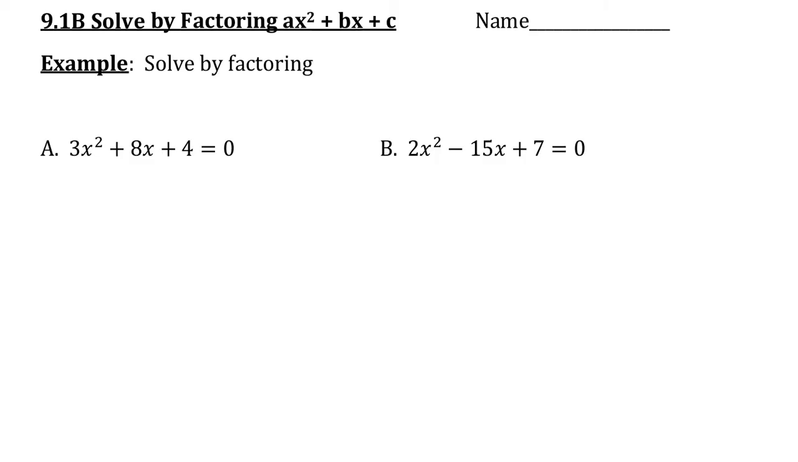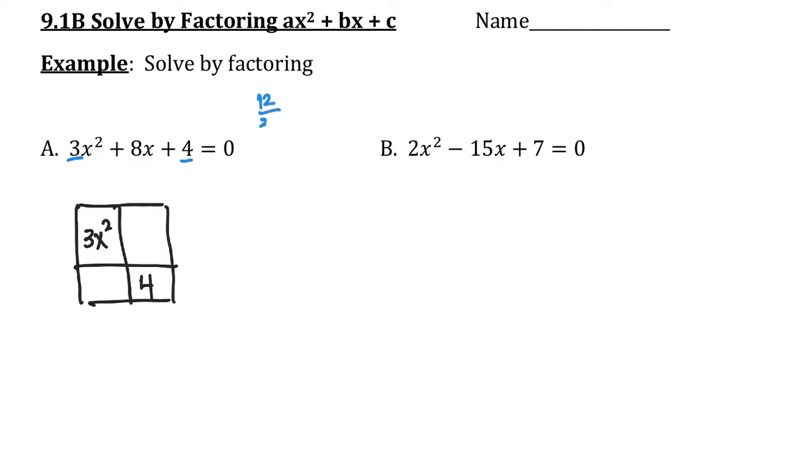Okay, I'm gonna use the box method on the first one, and you're welcome to group it if that's your preferred method. So for box method, let me go ahead and make my box. Okay, first term in the first box, last term in the last box. Okay, I'm gonna multiply a times c, 3 times 4, and I get 12. I'm gonna think of the factors of 12. Let's see, 3 times 4, 6 times 2, 12 times 1. And I'm going to check and see which of those factors add up to the 8x I want it to add up to. So that must be 6x and 2x.